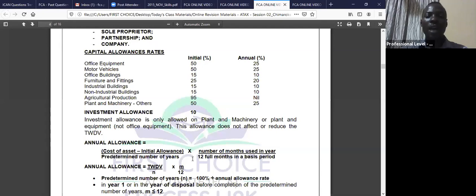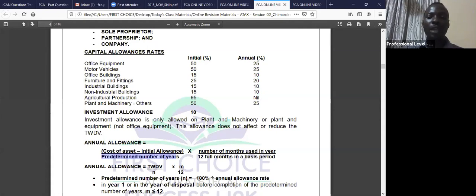Now this is the calculation of annual allowance. The main formula is the cost of the assets divided by the predetermined number of years. How do we know this predetermined number of years? We do not just pick any number of years that we want. That is the difference between depreciation and capital allowance, because the years are predetermined by the tax authority.